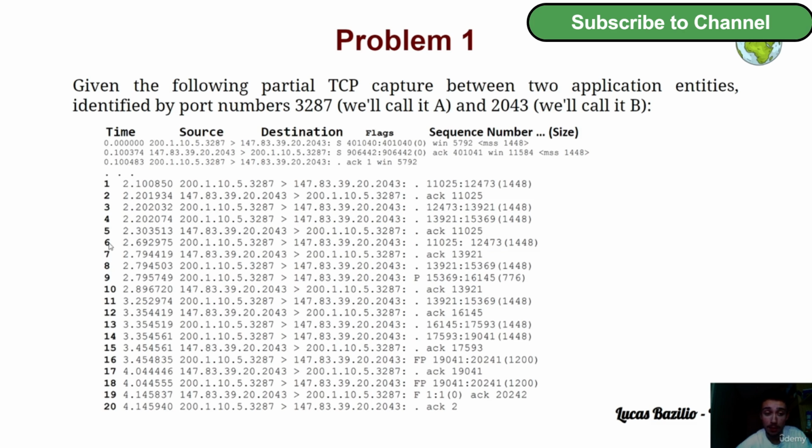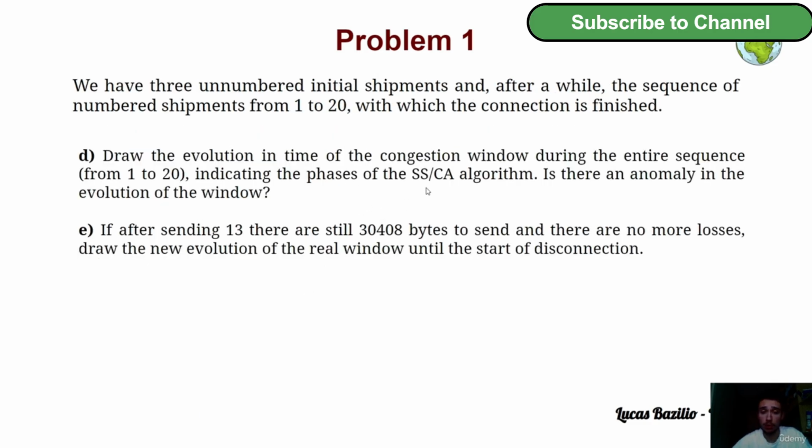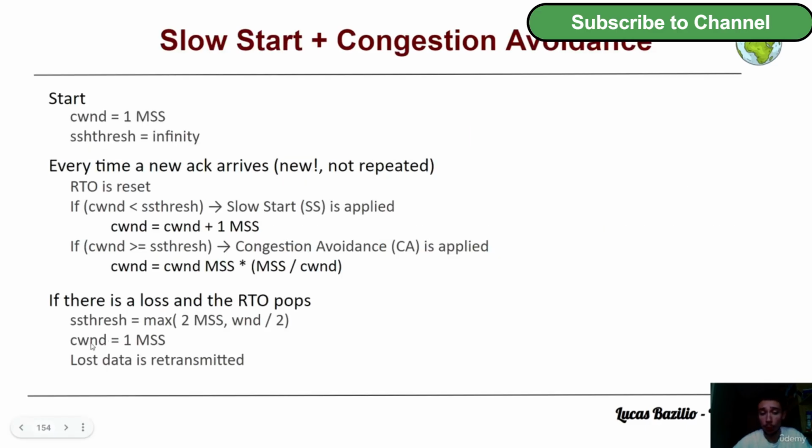On packet 6, we have a sending from application A to application B, and this sequence number is precisely the same sequence number as exchange 1, the first packet. This means that we have a retransmission. So whenever we have a retransmission, following the slow start and congestion avoidance algorithm, remember that we set the congestion window to be 1 maximum segment size.